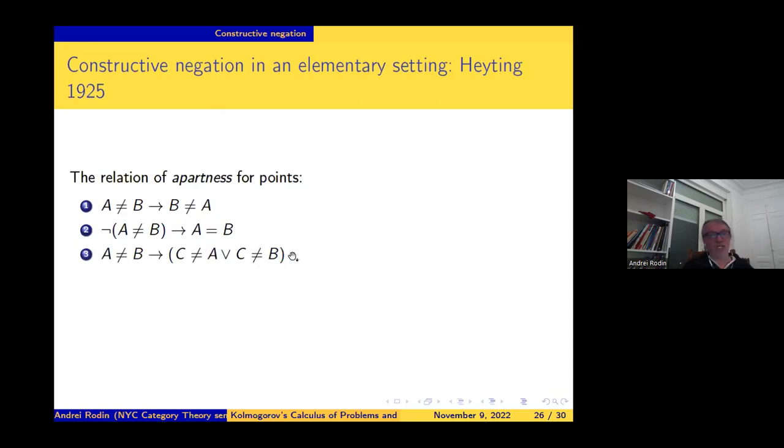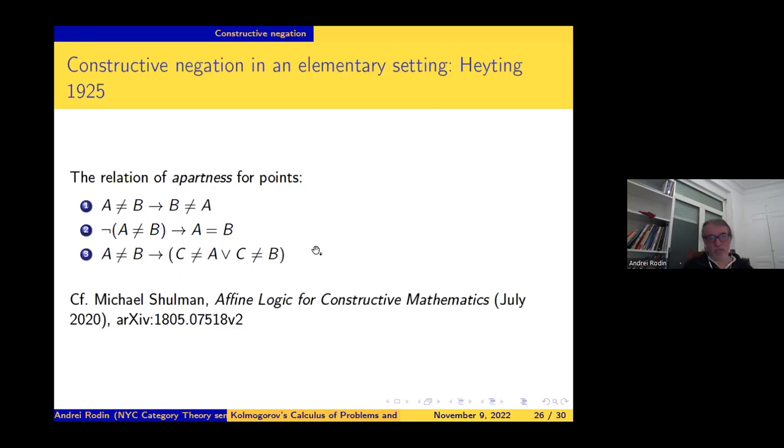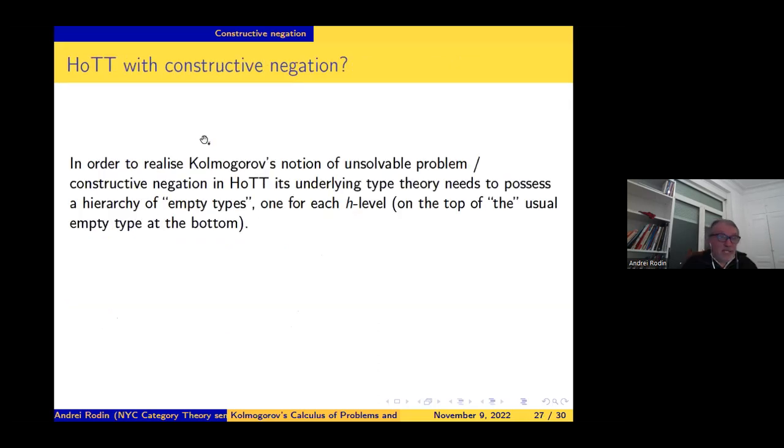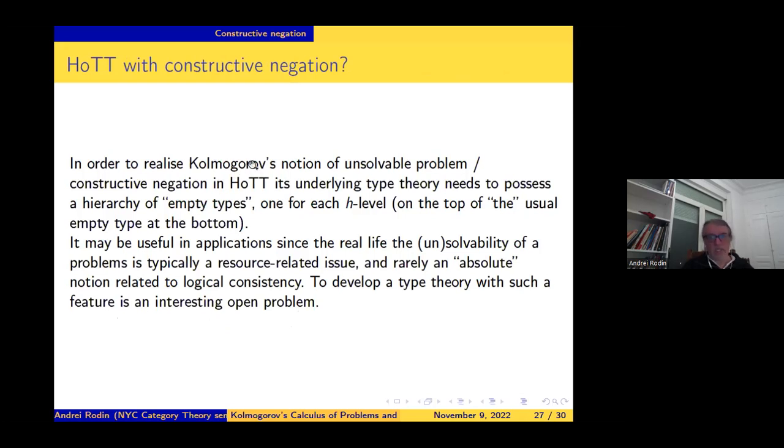So it's not just intuitionistic logic used as a background logic for geometry. It's also a specific intuitionistic relation, like the apartness relation, that he's using. There is some more recent work, but that I'll leave for another talk, where people try to reproduce Heyting's apartness in modern technique. So I think it could be an interesting project to develop some sort of type theory with this homotopical interpretation, which would support this feature.